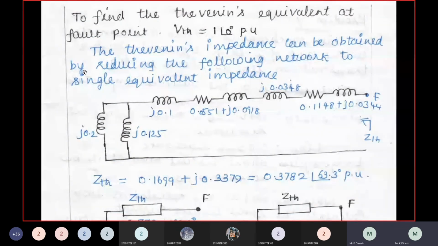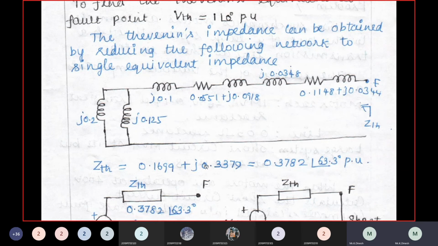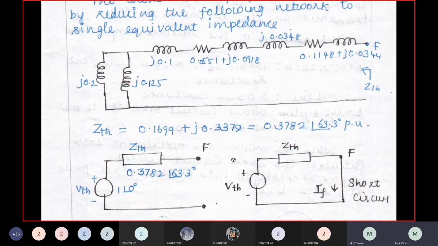Now you have to substitute all the values in the circuit. Just substitute it: j0.2, j0.125, the OH line value, transformer T2 value, feeder value. Here it is ZTH. These two values are in parallel, and these values are in series. Once you simplify, you get 0.1699 plus j0.3379. Converting into polar, 0.3782 at an angle 63.3 per unit.